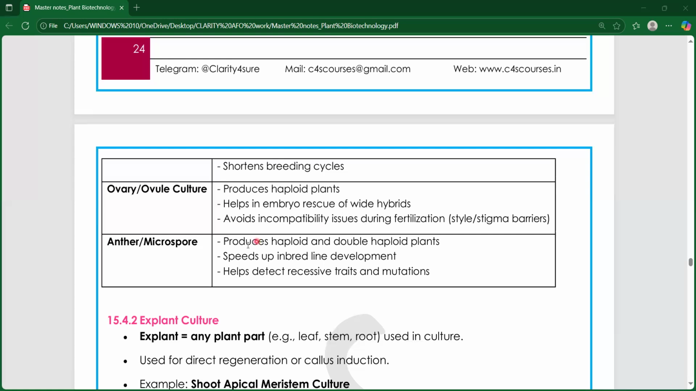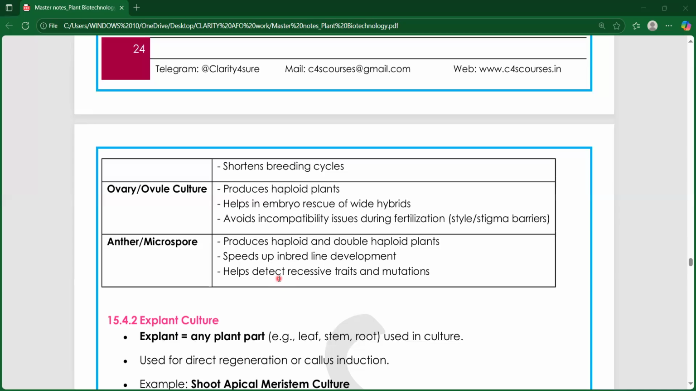And then moving on, we have anther and microspore culture. What does this mean? It involves the culturing of the anthers or isolated pollens, which are called microspores, to develop a haploid plant. If we talk about the application of this particular culture, these cultures help in producing haploid plants that can be doubled to form homozygous diploids, which are 2n in nature. You can convert the haploid to diploid by using colchicine.